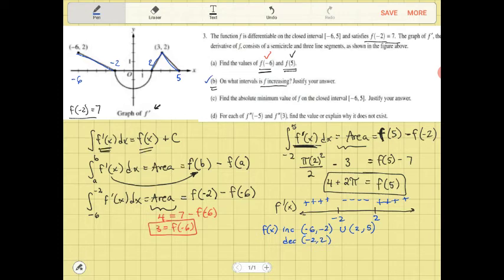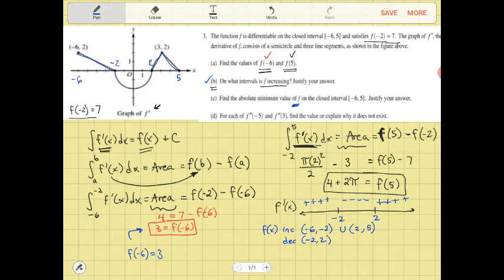So that was an easy question. What about the next one? Find the absolute minimum value of the function on the closed interval from negative 6 to 5. How do we get the smallest value of our function? Well, we know the value at negative 6. We found that in part A of the problem, and that value is right here, which is 3.